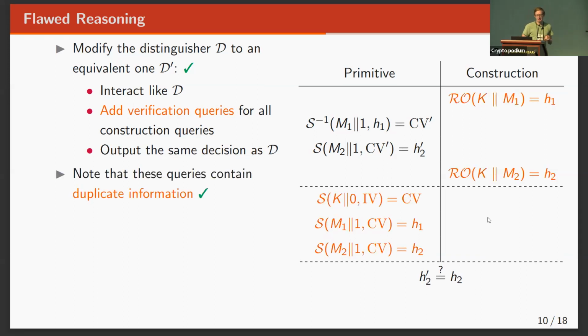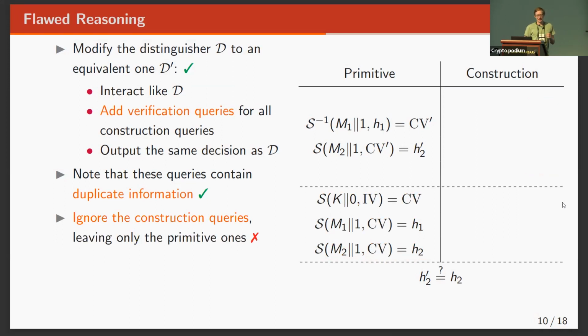And what we now can see is that these verification queries and these construction queries contain duplicate information, because here we have an H1 and in the primitive queries as well, and it's the same for H2. And the primitive queries also contain the chaining value, so they contain more information. But the construction queries' outputs can be derived from primitive queries. So the reasoning goes, well, then we can simply ignore them to make the analysis easier.